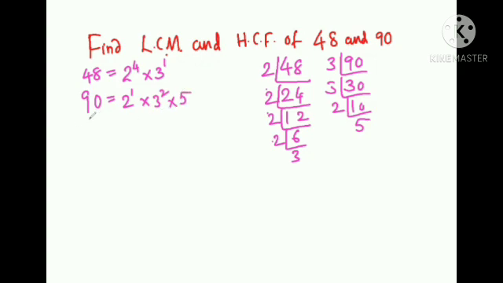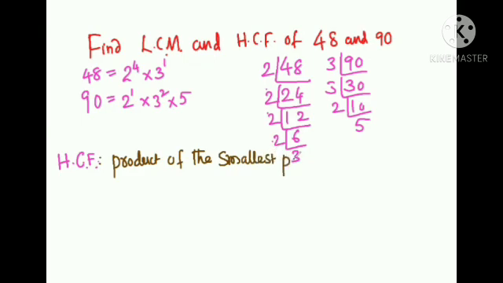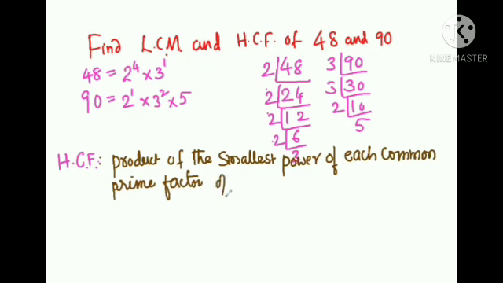Now we know how to find HCF. HCF means the product of the smallest power of each common prime factor of the given numbers. This is the method to find HCF.